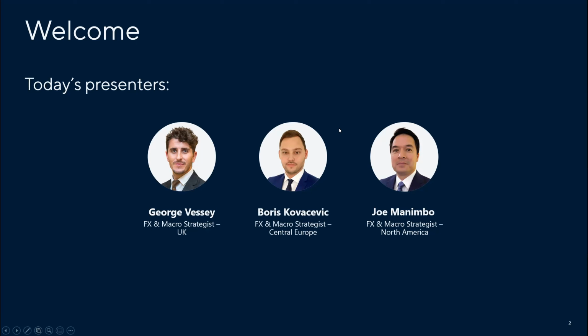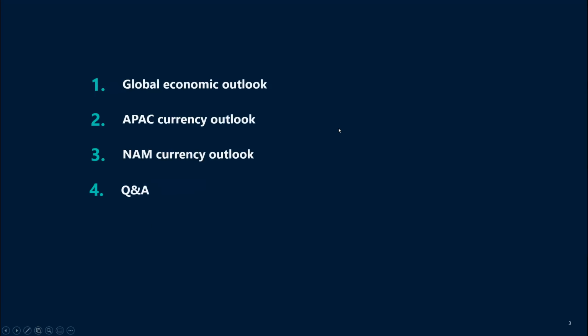And the agenda for today is pretty straightforward. I'll shortly hand over to Boris for an overview of the global economic outlook. He'll be highlighting the most important key themes dominating the macro space and what's influencing financial markets. And Boris will then pass back to me for a UK currency overview, forecast scenarios as well, before I hand over to Joe for his angle on North America, and then we'll finish up with Q&A, as I say.